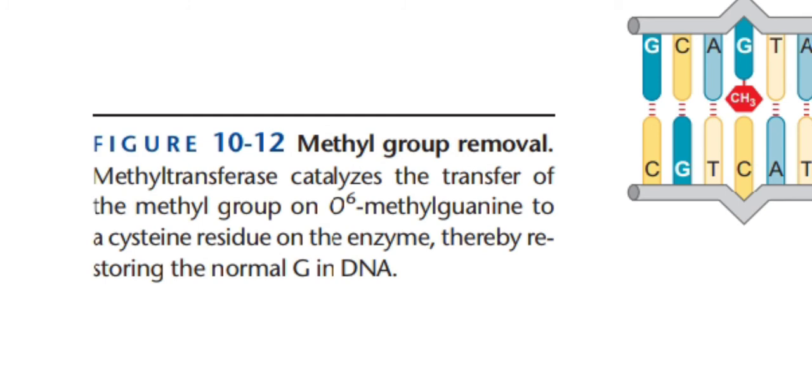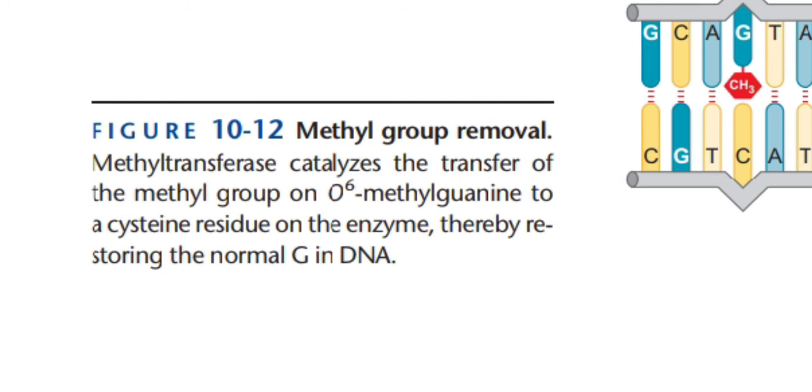It is not cleaving or removing the damaged base, it is just reversing the reaction. This is called direct reversal. Here you can see this methyl transferase, MGMT, is removing the methyl group from the guanine, and that methyl group is attaching to a cysteine residue of that enzyme, and thereby it cannot be used again, but it is restoring the normal guanine in the DNA.